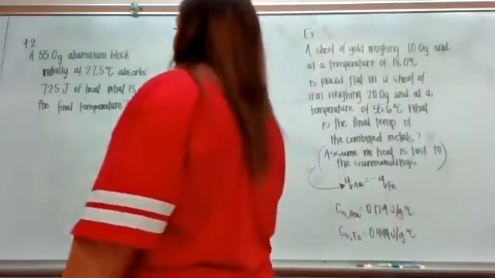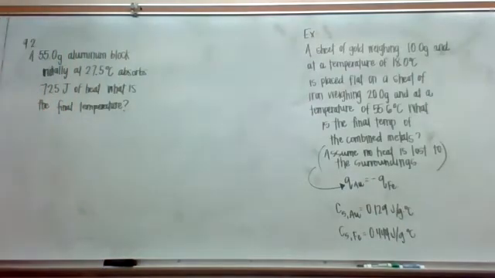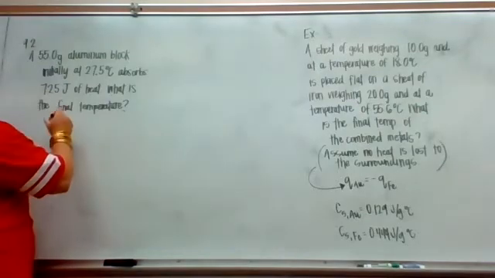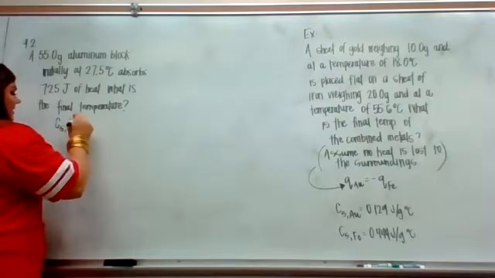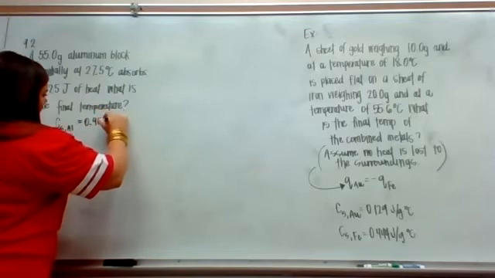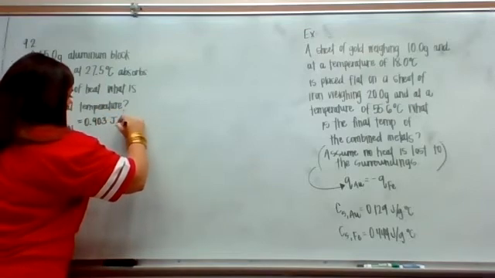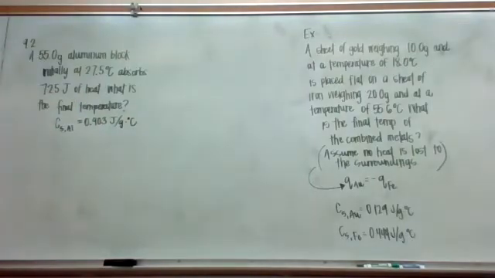All right, so this says that a 55-gram aluminum block initially at 27.5 degrees Celsius absorbs 725 joules of heat. What is the final temperature? They did not give us the specific heat of aluminum because they assumed we could look it up. So let's add that.